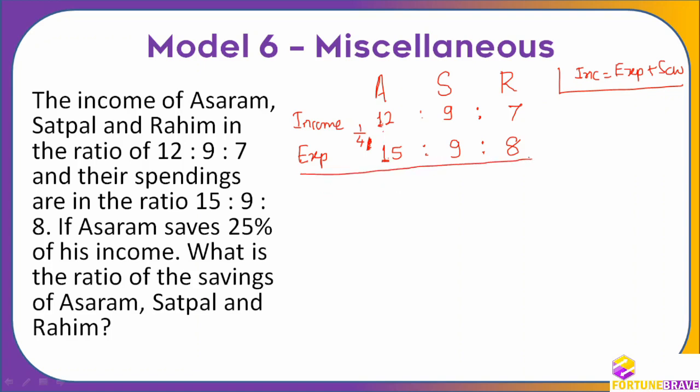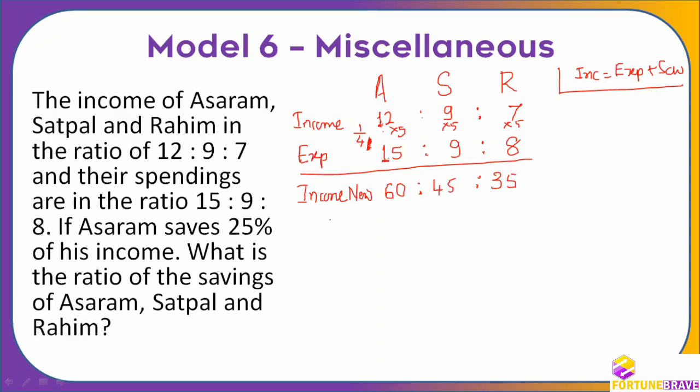So I'm going to write the new ratios. Okay, new income ratio. So I'll take the LCM here. I'll take this as 60. Once I take this 60, I am multiplying this by 5, so I have to multiply all of them by 5. So 60, 9 5s are 45 and 7 5s are 35. So the new incomes of Asaram, Satpal and Rahim are these.